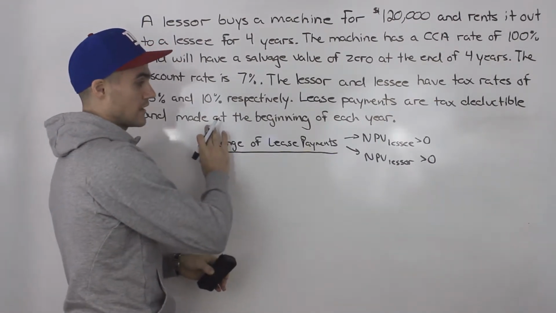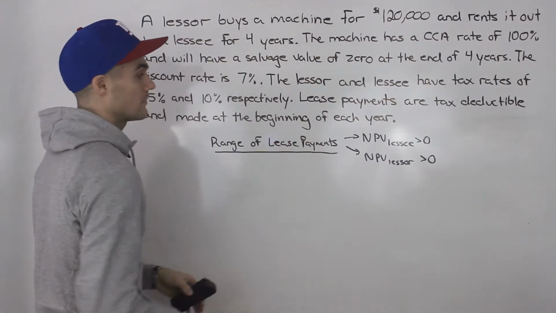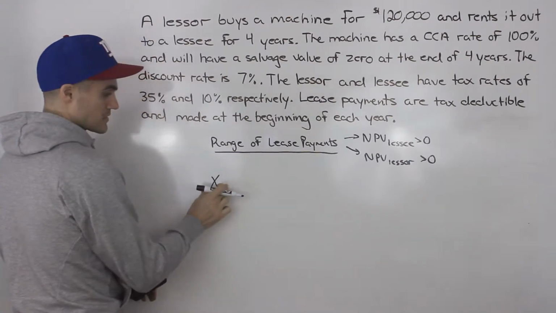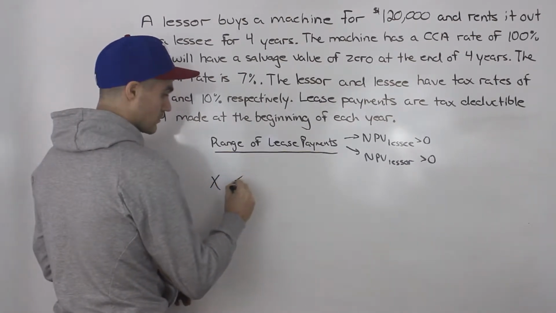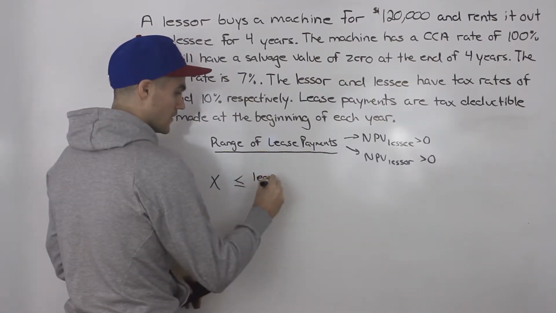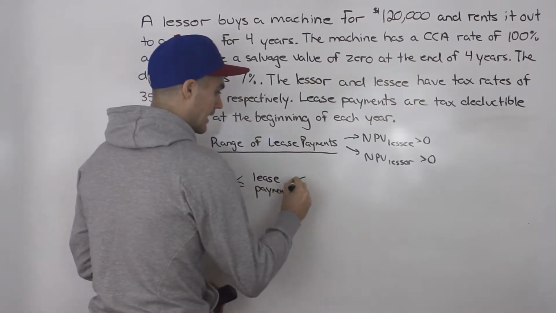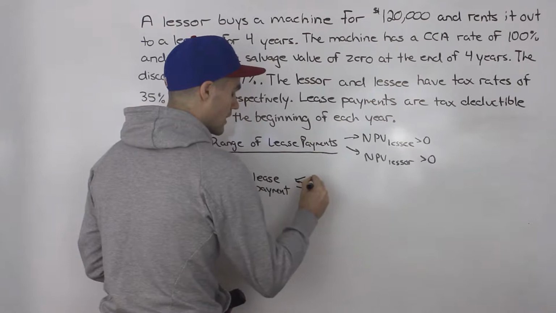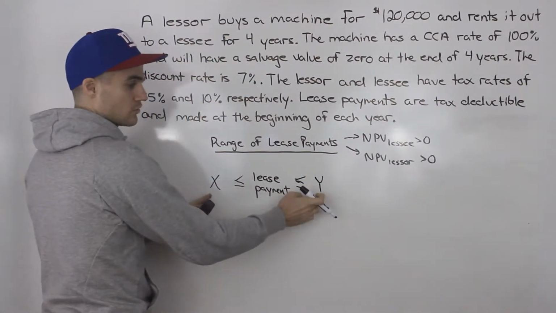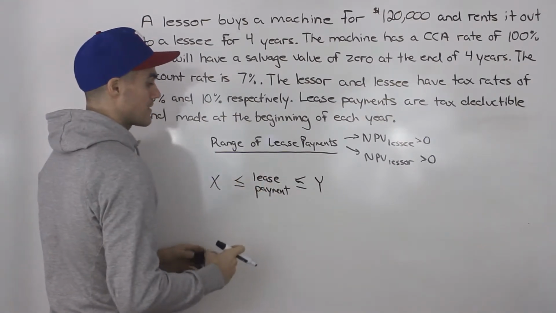And it's possible to get a range of lease payments sometimes, and we're going to see if it's possible in this question. So let's say the range of lease payments is from X, so the lease payments have to be either greater than or equal to X and less than or equal to Y. Let's just add these variables. So this is the potential range, and we're going to have to solve for X and Y in part A.